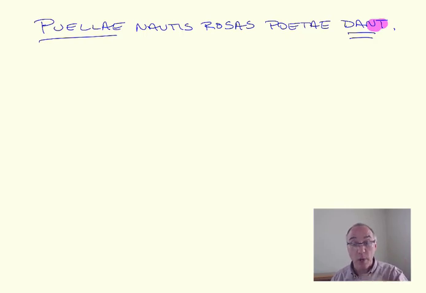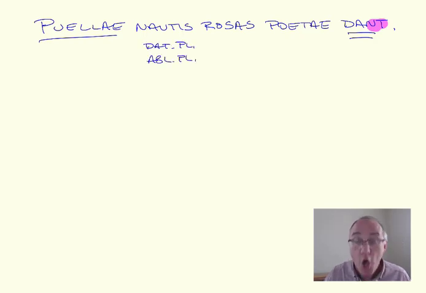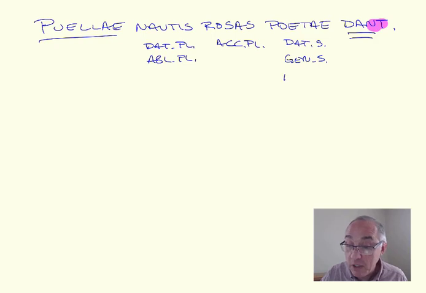And consider this, puellae is the only other candidate in the sentence. Nautis is going to be either my dative plural or ablative plural. Don't know right now. Rosas has to be accusative plural. Well, there you go. I know that's my direct object. Poetae could be dative singular, genitive singular, could be nominative plural. So let's go on, let's move forward. Dant. So I know that the girls are giving.